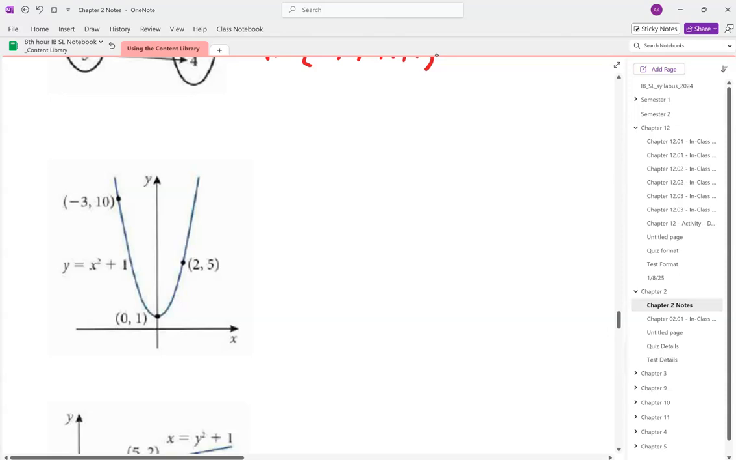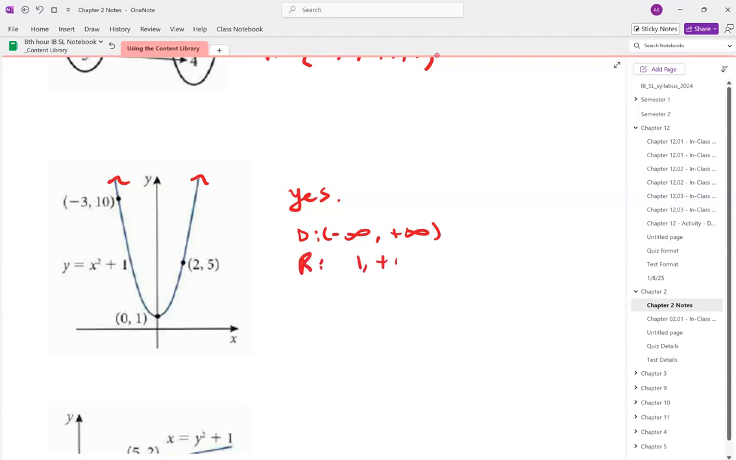How about this guy? Does this graph represent a function? Yes. Why? It passes the vertical line test. Very good. What's the domain? Excellent. It's all real numbers. Again, you can assume that the graph is going on forever. What's the range going to be? 1 to infinity. Great.